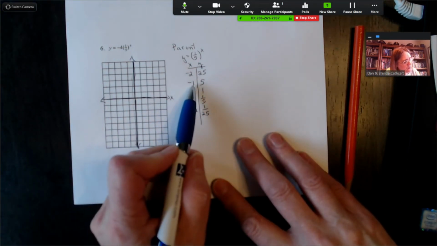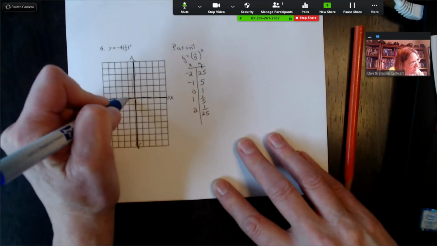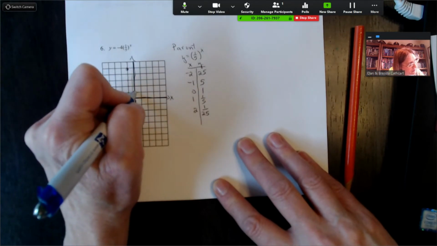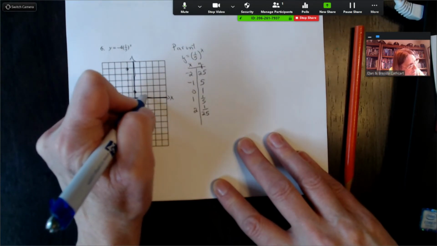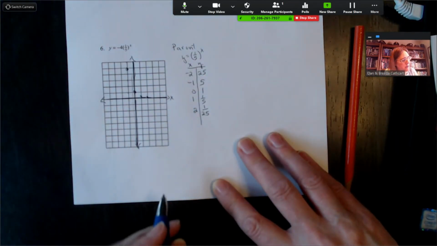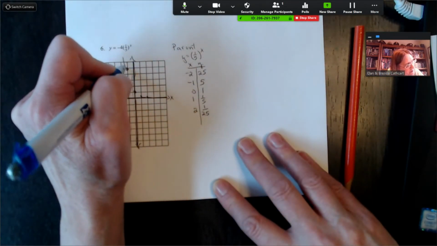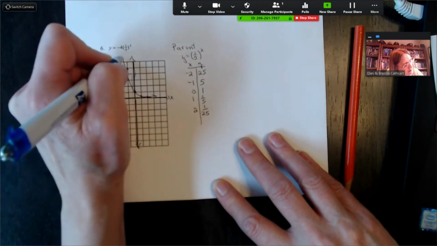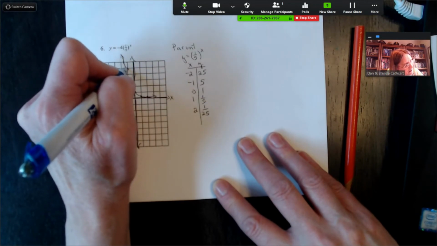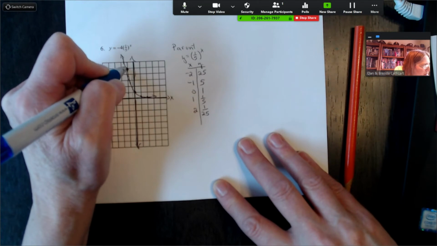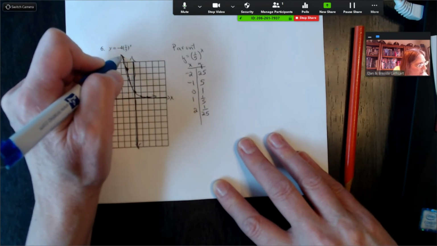So let's graph these points starting with (-1, 5). And we have (0, 1), (1, 1/5), and 2. Oh, we're just barely above the x-axis there. Notice how steep this graph is, how quickly it grows on one end, and draw that a little better here. There we go. Grows on one end and shrinks on the other, decays on the other.